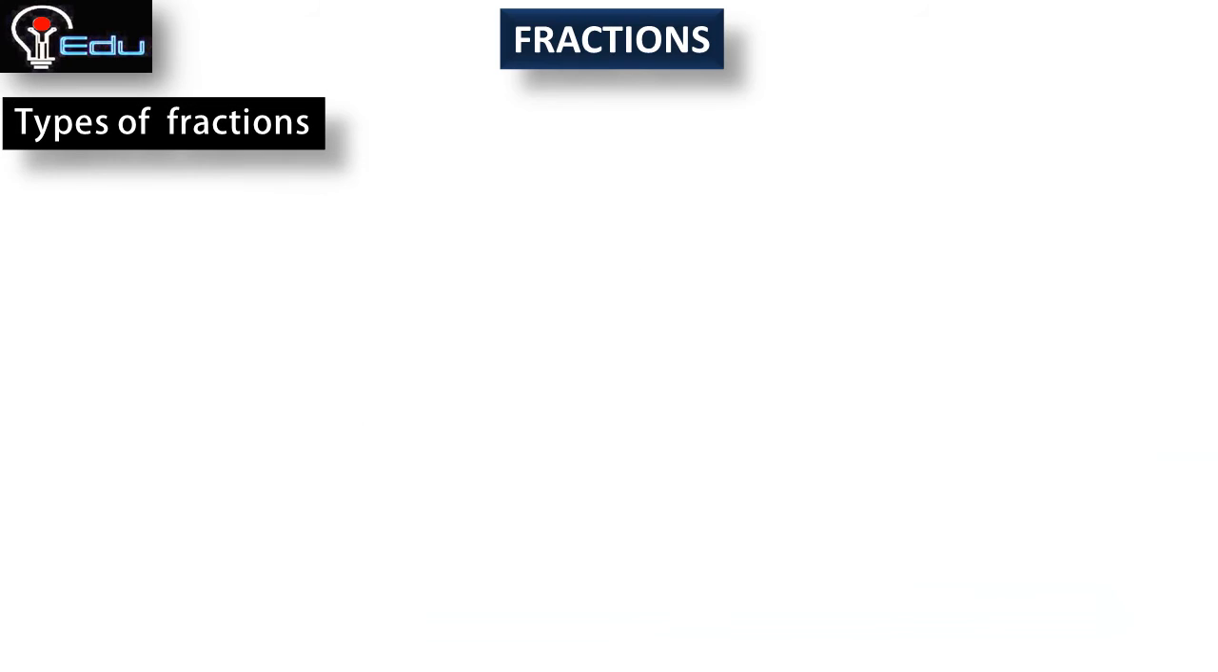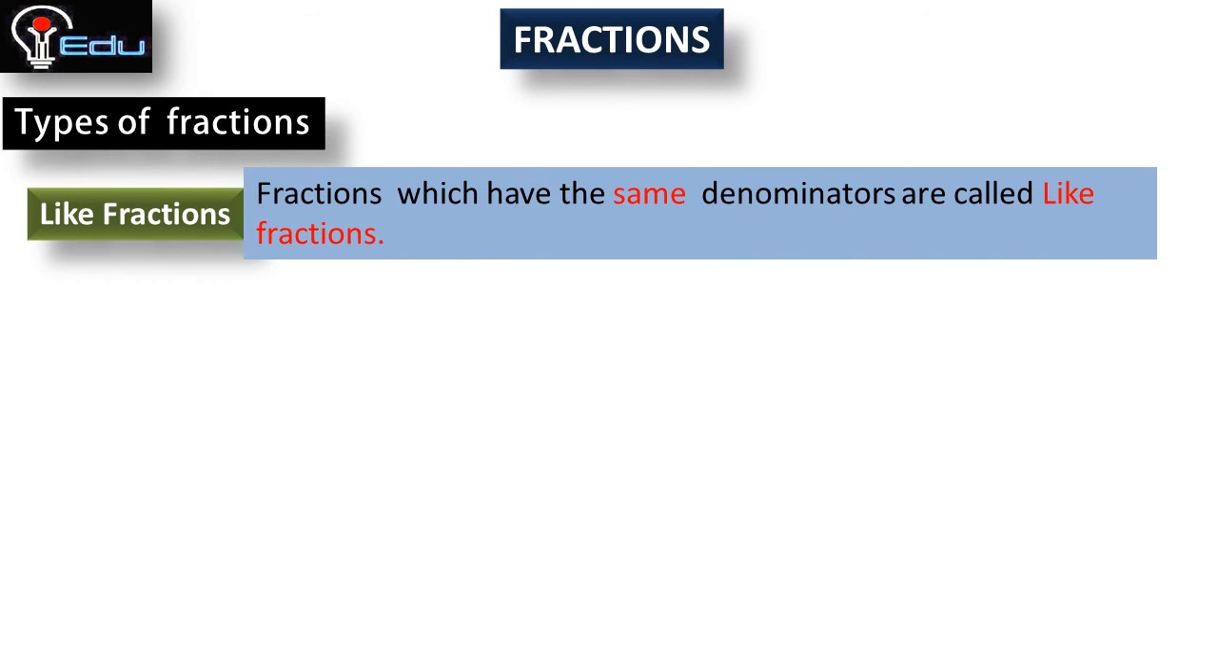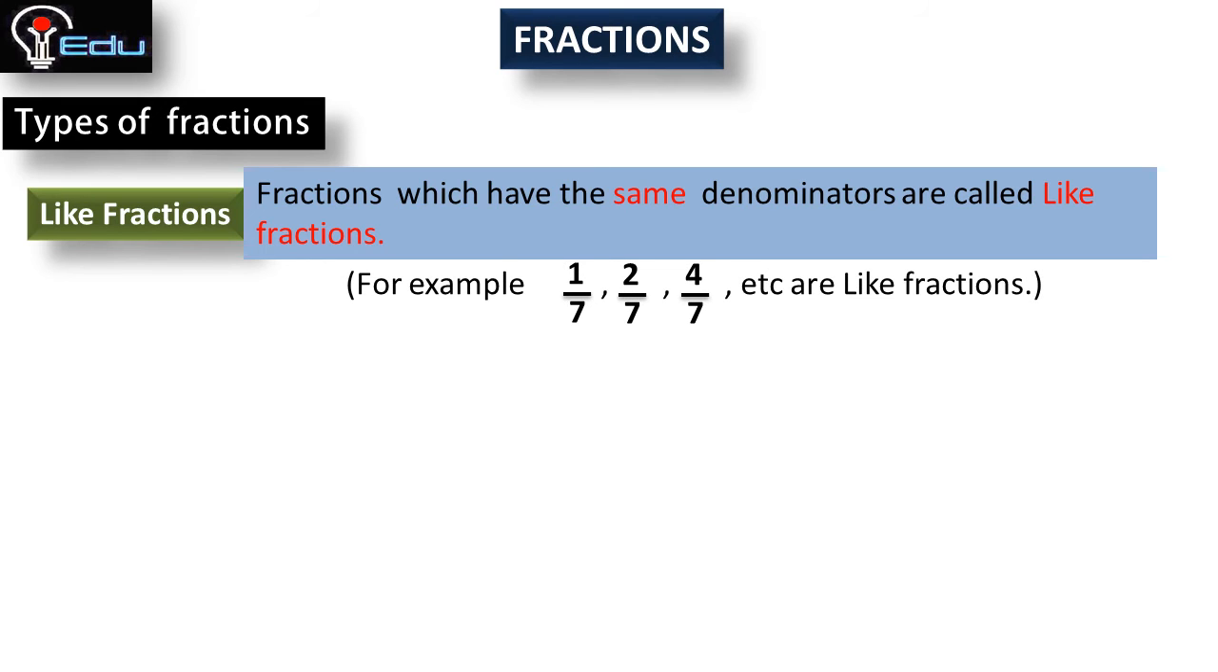And next type of fractions we will see is like fractions. So what are like fractions? Fractions which have the same denominators are called like fractions. For example, 1 by 7, 2 by 7, 4 by 7, etc. are like fractions. In this, the denominator is common, 7, 7, 7. So same denominators means like fractions.